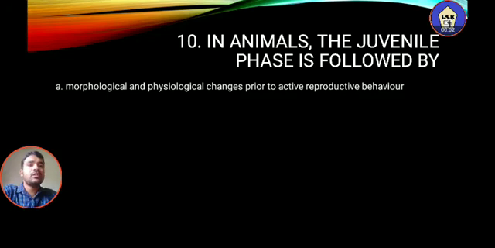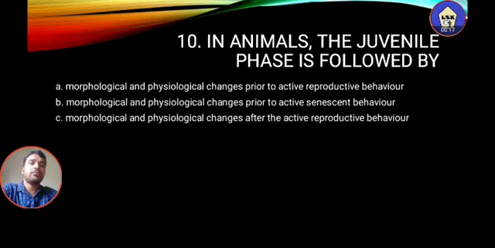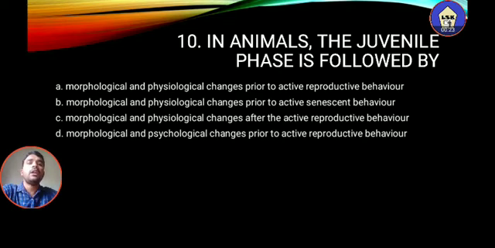Morphological and physiological changes prior to active reproductive behavior. Option B, morphological and physiological changes prior to active senescent behavior. Option C, morphological and physiological changes after the active reproductive behavior. And option D, morphological and psychological changes prior to active reproductive behavior. So what should be the right answer?